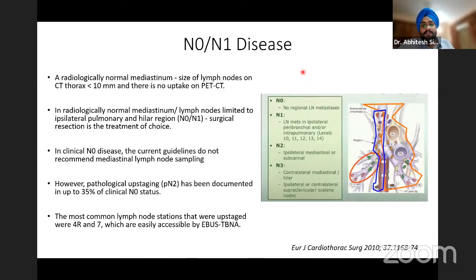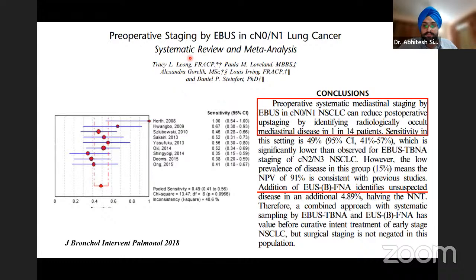This was mainly for when we have N0 or N1 disease but a centrally located tumor. The chances that we have an upstaging due to pathological N2 nodes is quite high, close to 35%. So based on the findings, if we have a centrally located tumor or a peripherally located large tumor, even in N0 disease, we can go ahead with EBUS for accurate staging so that we don't upstage the patient at the time of surgery.